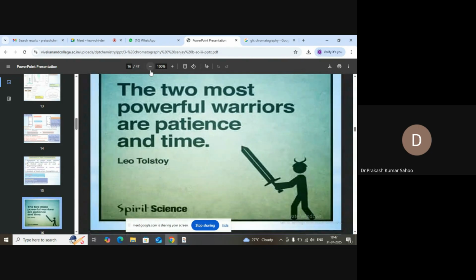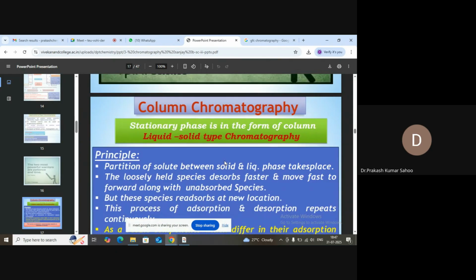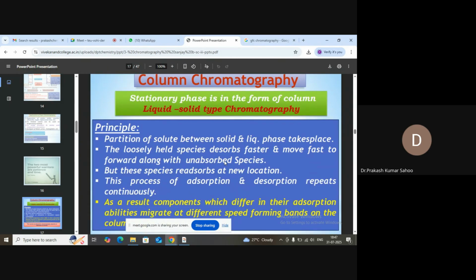Then again, by Leo Tolstoy, the two most powerful warriors are patience and time. So, column chromatography. This is a three-dimensional chromatography.